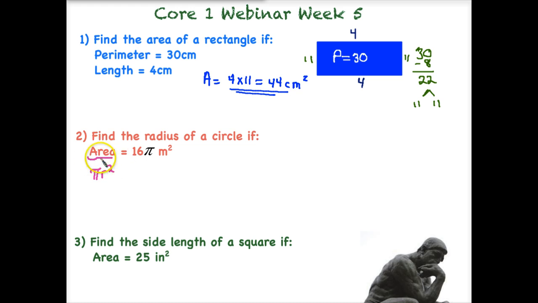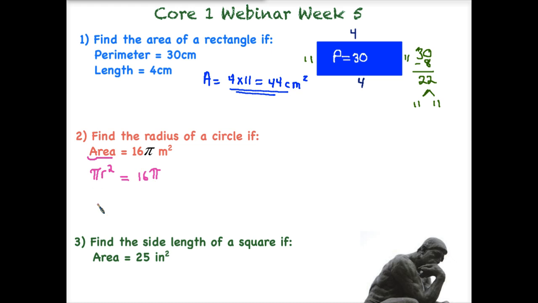That's the formula for area. So I'm just replacing area with the actual formula. So pi r squared equals 16 pi. That's what I know. Okay?